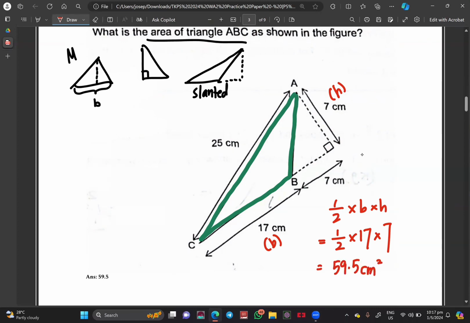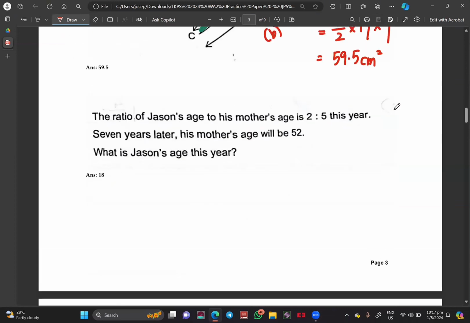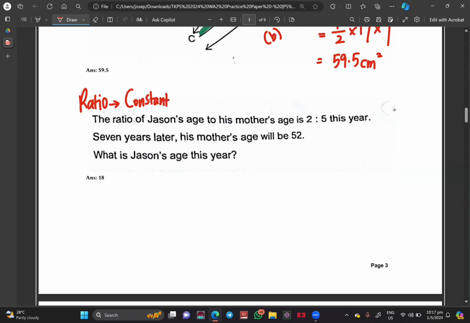And I believe this is a question that most of you can solve. Now we move on to the next one. In this situation, this is a ratio question. But what exactly in ratio? Whenever we talk about age, it will usually be constant difference. Not all the time, but most of the time, it will be about constant difference. So as you can see over here, we are just going to write out whatever we know first. Jason's age to mother's age is 2:5 this year.